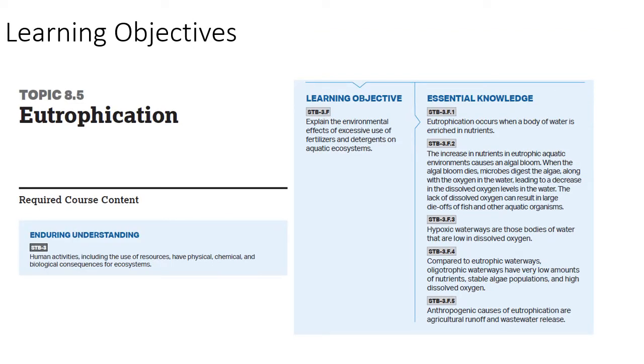The second topic that we're going to be looking at is topic 8.5, eutrophication. The enduring understanding for this: human activities, including the use of resources, have physical, chemical, and biological consequences for ecosystems. One of those consequences is eutrophication, and that's the major one for the nitrogen cycle. And then the learning objective: explain the environmental effects of excessive use of fertilizer and detergents on aquatic systems.